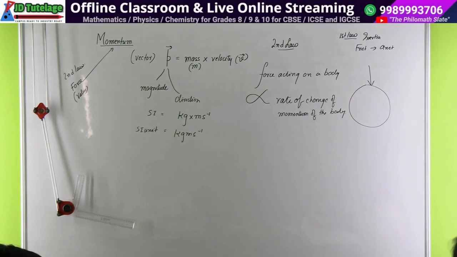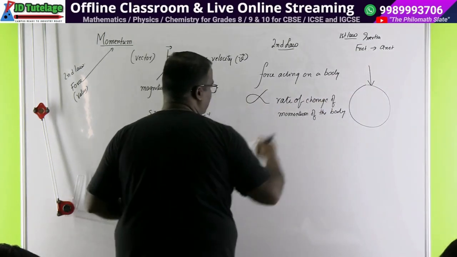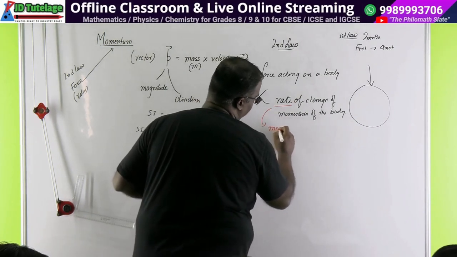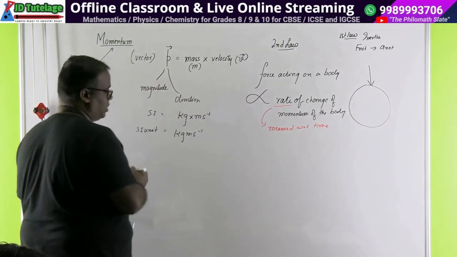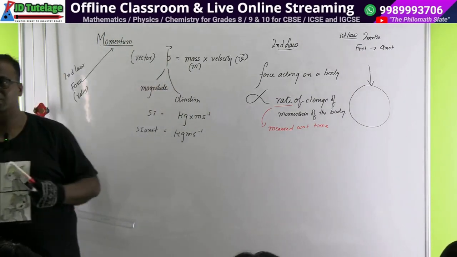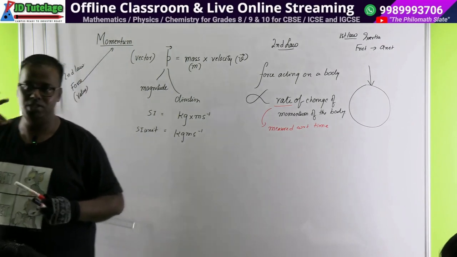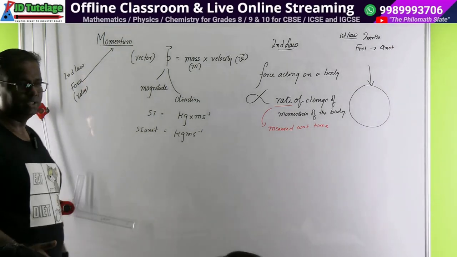Rate of change of momentum. We have to understand a lot of things here. Rate means measured with respect to time. What is the rate that your maid charges? You say so much per month, with respect to time. Rate means with respect to time. Rate of interest is with respect to time, per year you get that interest from the bank.